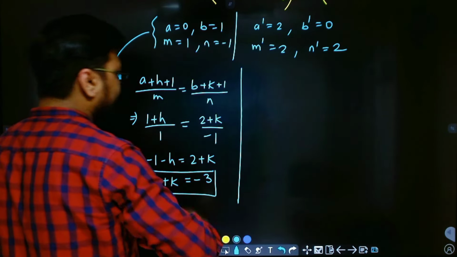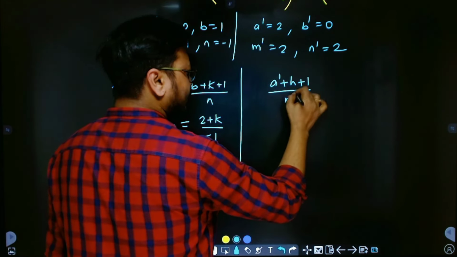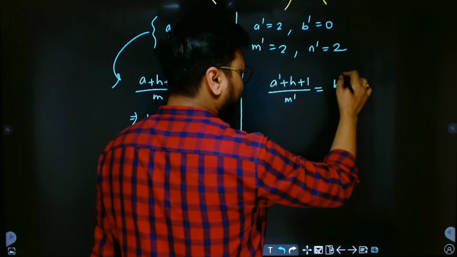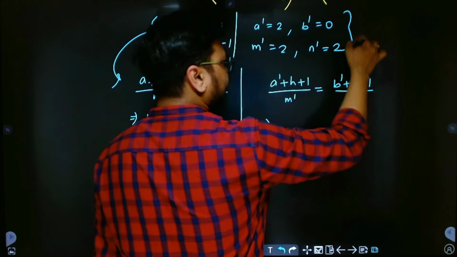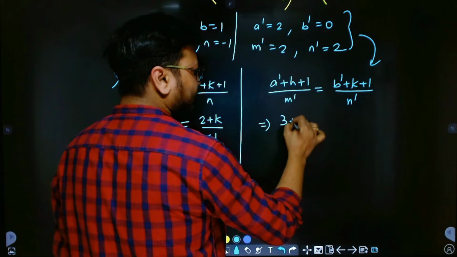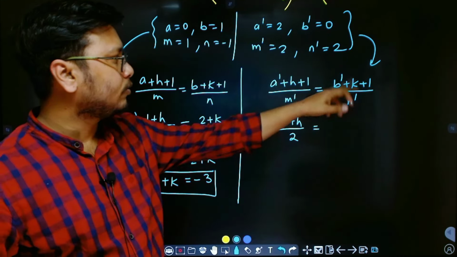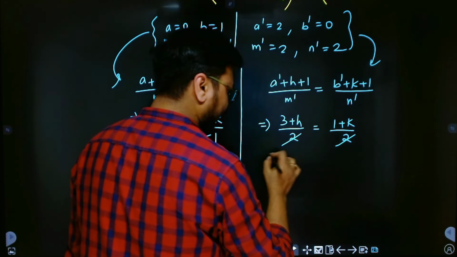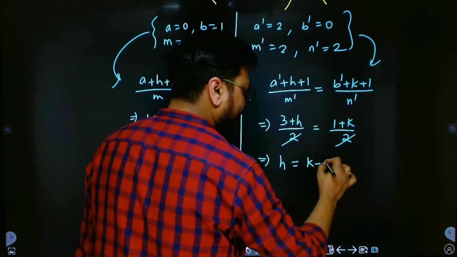Again, I'm going to plug in the next set of equation, which is a dash plus h plus 1 by m dash equals b dash plus k plus 1 by n dash, and if I plug in these values over here, so a dash is 2, 2 plus 1, that's 3, so 3 plus h by m dash, that's 2. B dash is 0, 0 plus 1 is 1, plus k by n dash, that's 2, so 2 is getting cancelled, so I have h equals that side, so k minus 2.